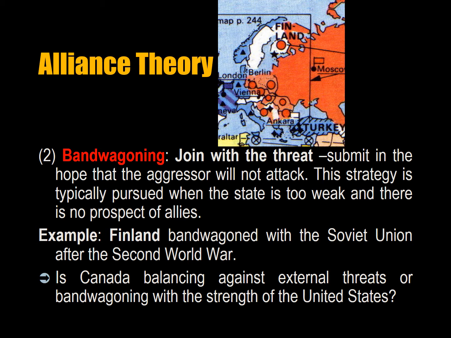Finland bandwagoned with the Soviet Union. It simply was too weak to fight the Soviet Union off. And there were no allies in the region. Sweden did not want to ally with Finland against the Soviet Union. So Finland submitted. It basically agreed to buy Soviet equipment. It didn't join NATO. And it adopted a security policy that was in no way a threat to the USSR.